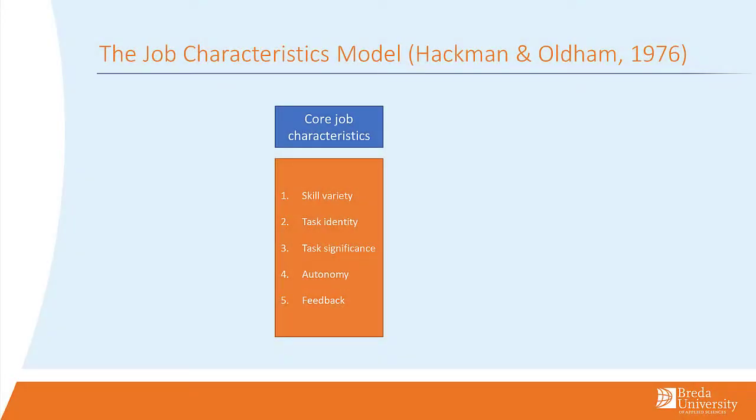So looking back at Taylorism, we can actually assume that the more monotonous jobs or tasks a person needs to do, the lower their motivation is. Whereas on the other hand, if the person has a very challenging job, most probably they're motivated as well. The theory specifies 5 job characteristics: skill variety, task identity, task significance, autonomy, and feedback.